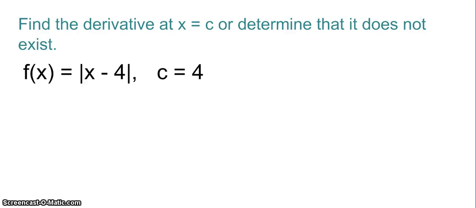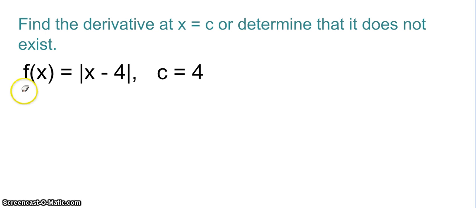So here we have f of x equals the absolute value of x minus 4. We want to find the derivative at x equals c, or determine that it does not exist. So in this case, c is 4. Now, spoiler alert, this is an absolute value function. I know that it was shifted 4 to the right. Therefore, the turn in the function, that sharp corner, is going to be at 4. So this is not going to be differentiable, but we need to see how we can show that. This is also where we want to use the alternative form of the derivative.